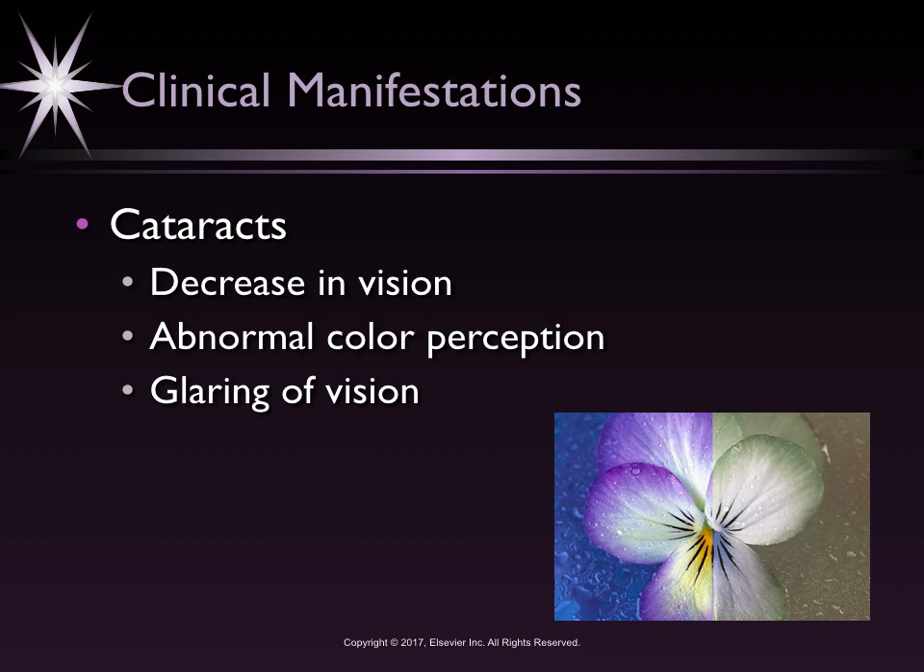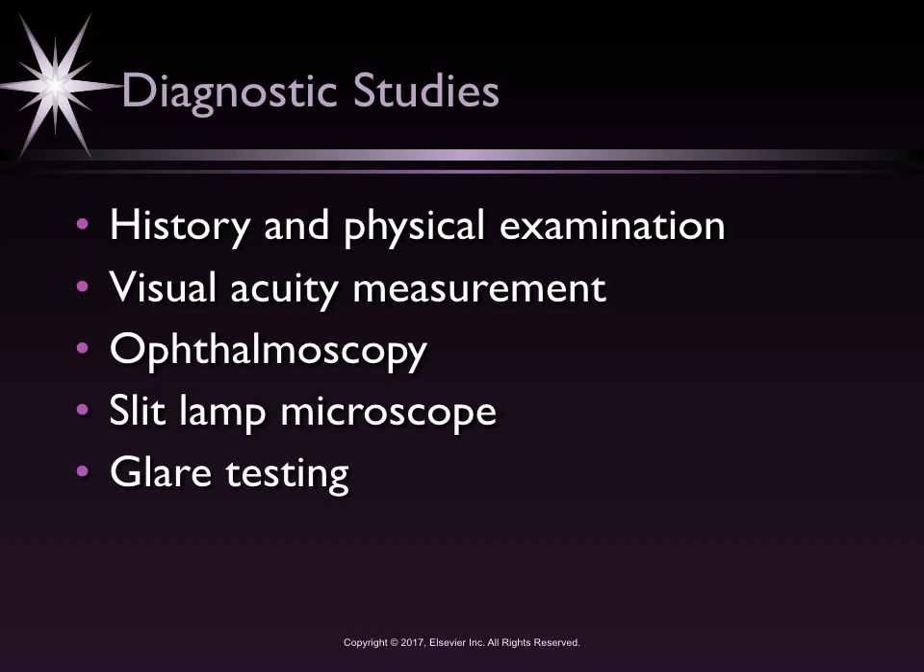You may also get glaring with lights. Most people that have cataracts will notice that most at night, that there's halos and things like that around street lights. Usually the visual decline is gradual, but the rate of the development of the cataracts varies from person to person. When we look at diagnostic studies, we want to know the history and physical examination.